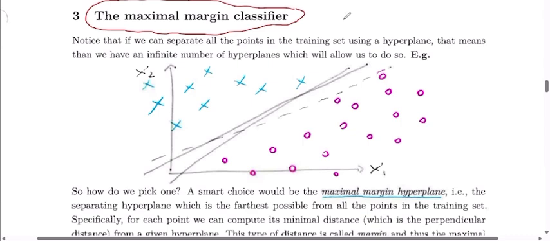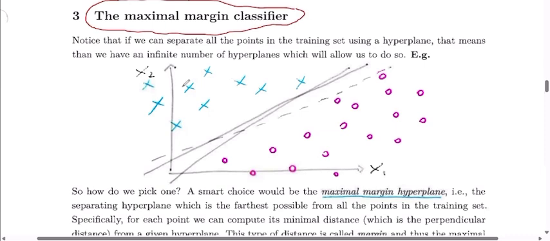Now, what do I mean by maximum margin classifier? I'm going to say this is a linear classifier that actually found the upper plane with the maximum margin. When I say upper plane with the maximum margin, I'm trying to say the farthest possible distance from the closest data point of any class.